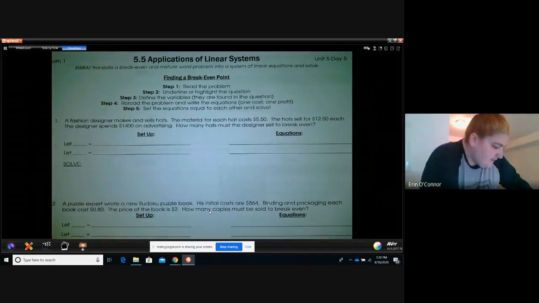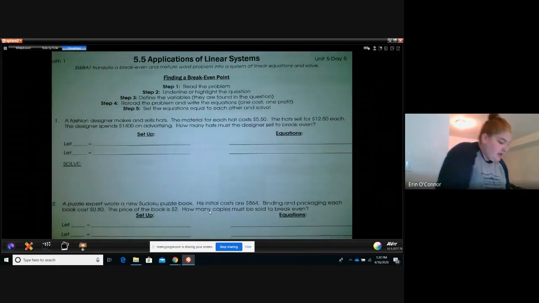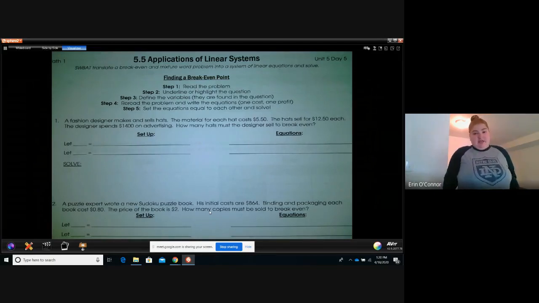So first of all, finding a break-even point. Read the problem, underline or highlight the question, define the variables, they are found in the question, reread the problem and write the equations, one cost, one profit, and then set the equations equal to each other and solve.